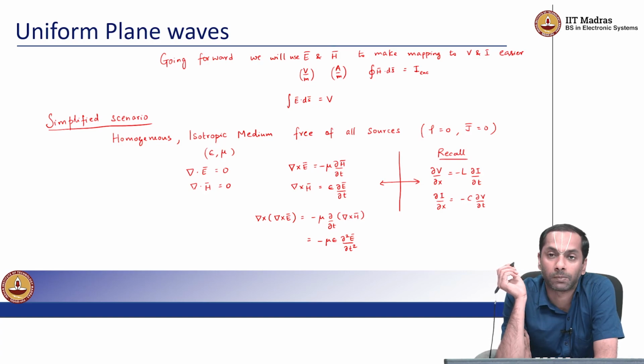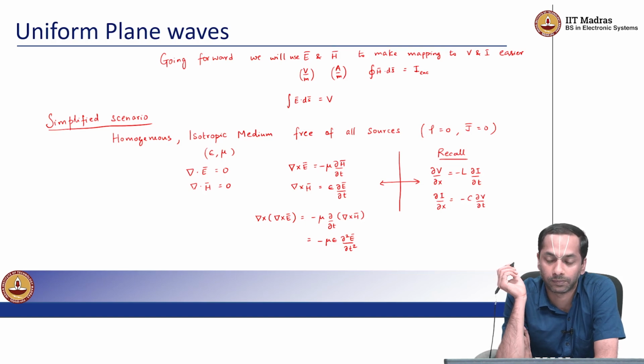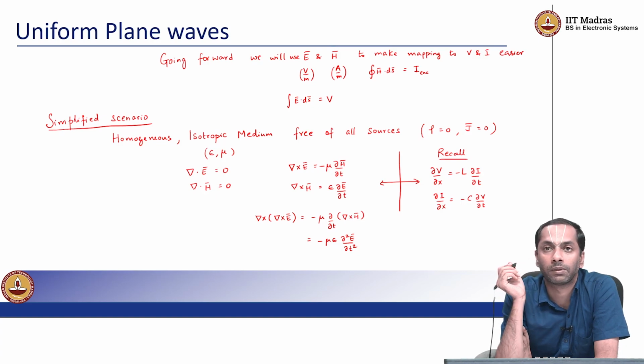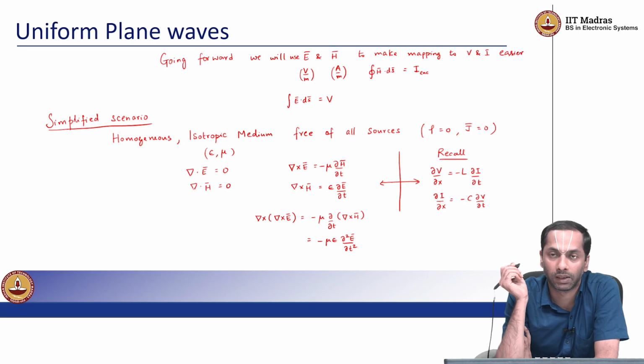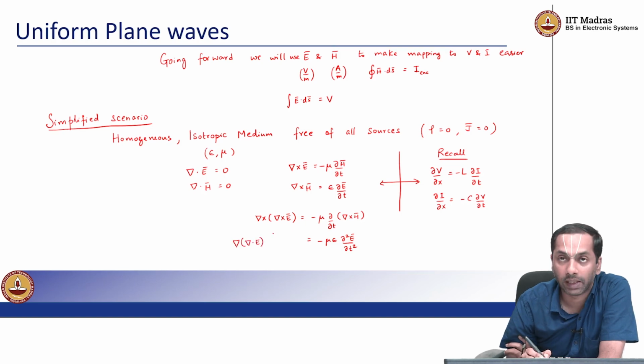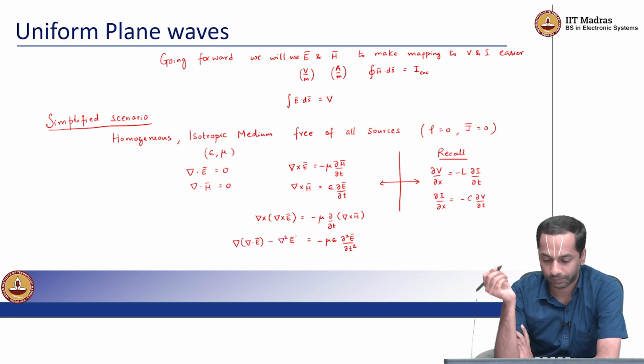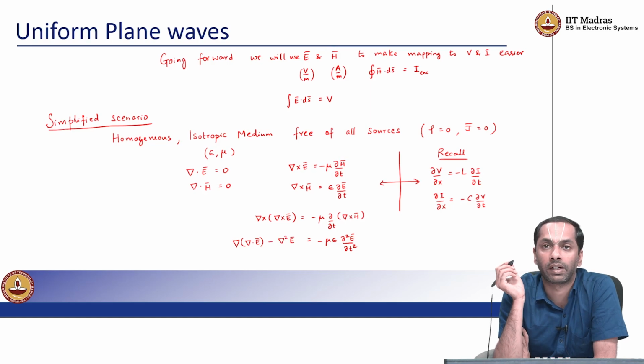So the right hand side becomes minus mu epsilon dou squared E by dou t squared, right? And on the left hand side there is a relationship. I'll allow you students to sort of do this at leisure, right? So this curl of curl E can be simplified as the gradient of the divergence of E minus del squared of E, right? So this is a vector identity that I am not going to prove here.